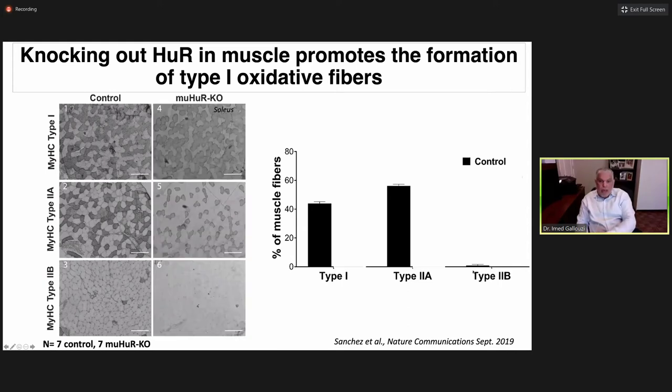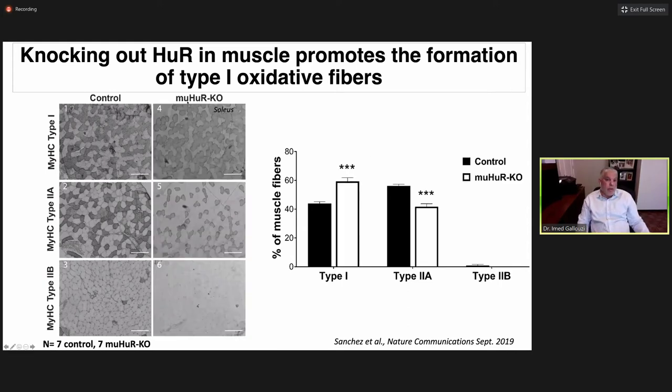So what we found, surprisingly and consistently, in the soleus and the other muscle, is an increase in the level of oxidative fiber, while you see a decrease in type 2A, which, as I said, is a mix between oxidative activity and glycolytic activity. And that was also obvious in the other type of muscle.